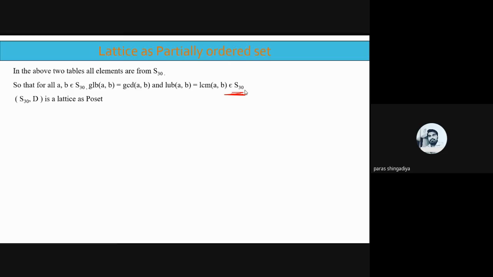Okay. And now the next question is there: N, less than or equal to, is it a lattice as a poset or not? So here the less than or equal to condition.